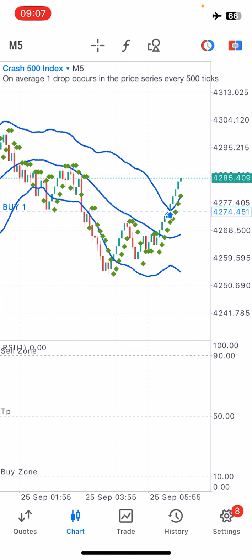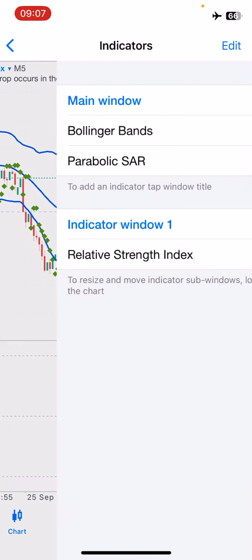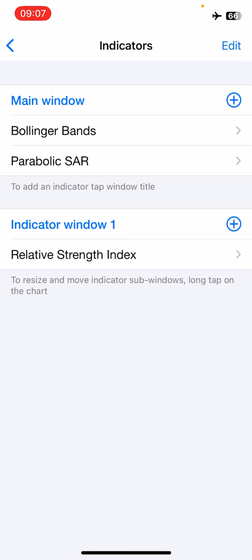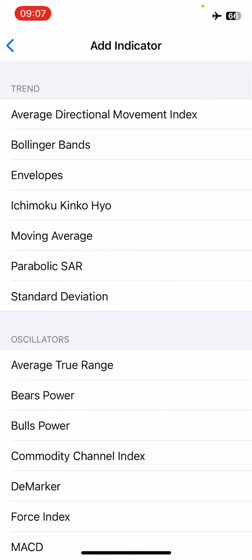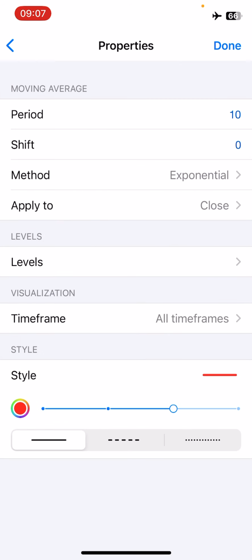Okay, now last but not least, we need to add something that is going to finalize this whole strategy. So I'm going to go back to my indicators, but this time we're going to click where it says indicator window 1, and we're going to add a moving average. And this moving average will have the following properties. We have a period of 10, a shift of 0, the method will be exponential. We're going to apply to close, and then there's no need for any levels, and you can allow this visualization of this moving average to be on all time frames, and the style will be red.